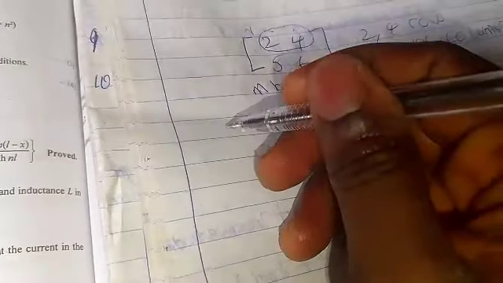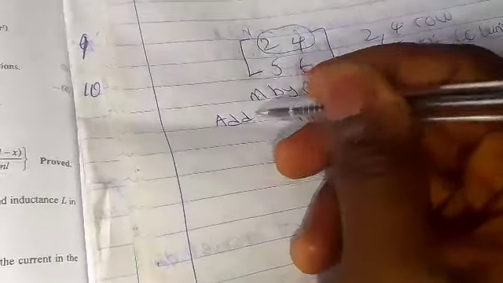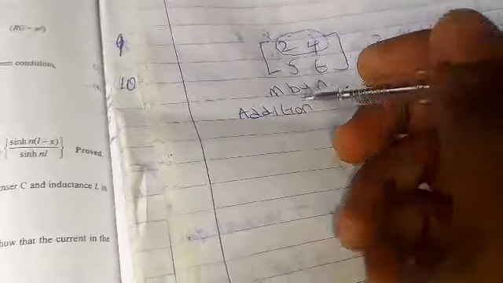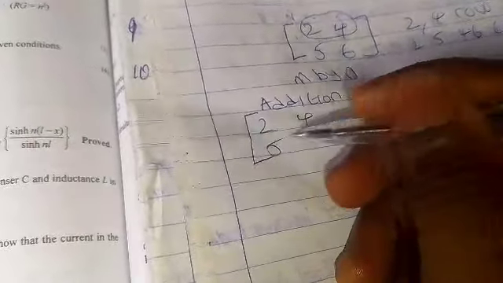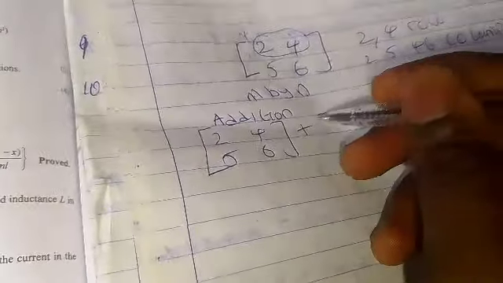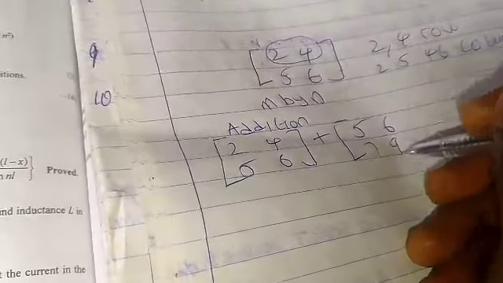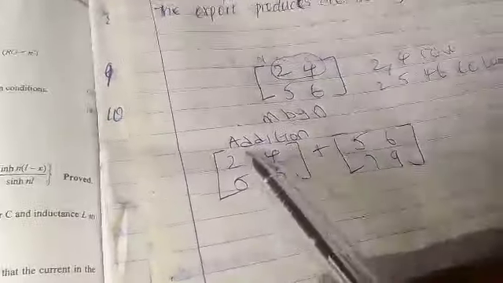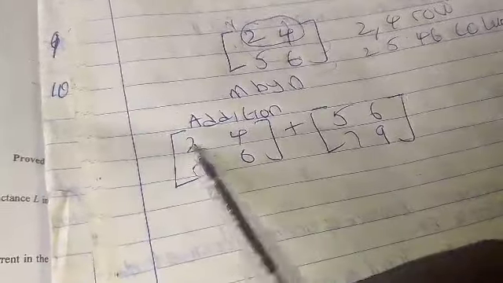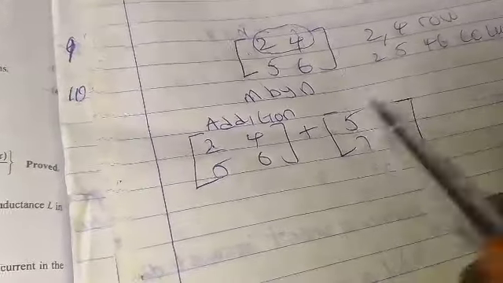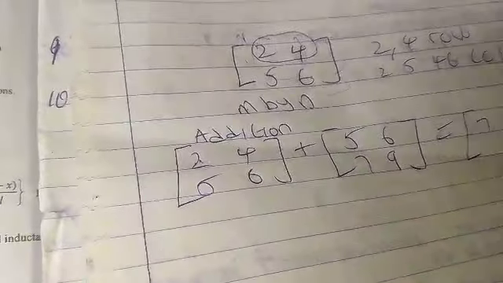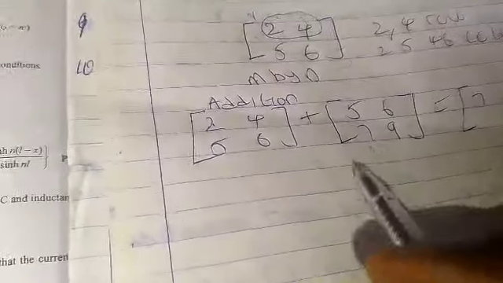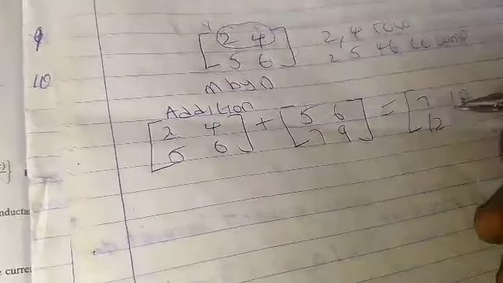We have some operations used in matrices. We have the addition. So let's say we have a question, we have something like this, plus. So what you do is that you add the position of this one to this one. So 2 plus 5 is what? 7. 4 plus 6 is what? 10. 5 plus 7 is what? 12. 6 plus 9 is what? 15.